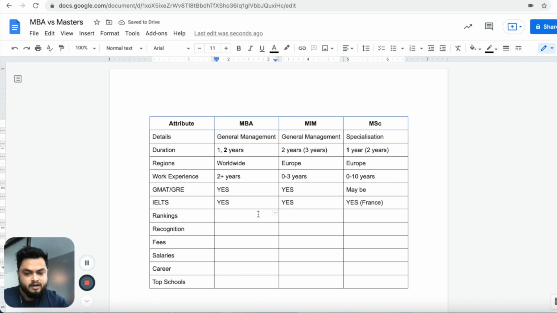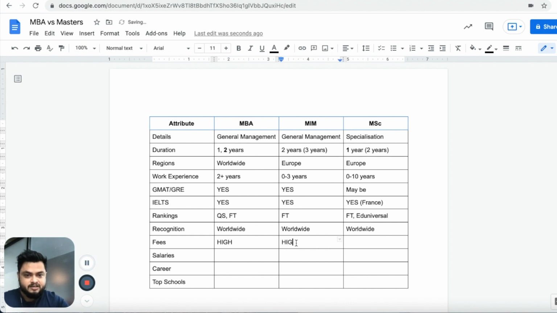Rankings. For MBA, if you want to check rankings, I would recommend QS or Financial Times. For MIM, Financial Times is the best ranking platform. For MSCs, you have FT and Edvisory platforms to check out the rankings. Recognition. All of these programs are recognized worldwide. So there is no problem whether you study MSc in Europe or MSc in Australia, they are going to be recognized worldwide, including India. Fees. MBA usually is very high. If you talk about ISB MBA, it's around 35 lakhs. If you talk about Harvard MBA, it's about 1 crore. So MBAs are expensive.